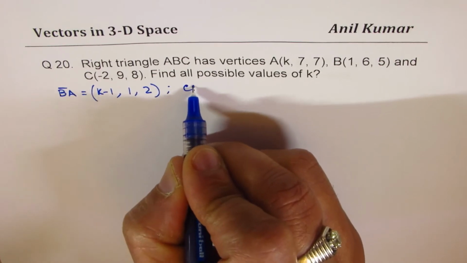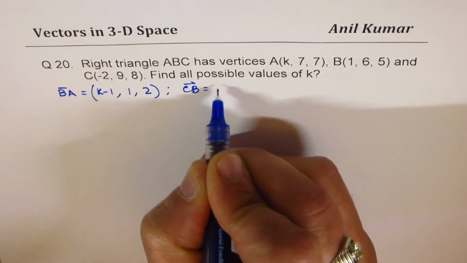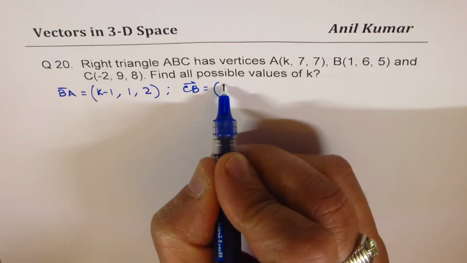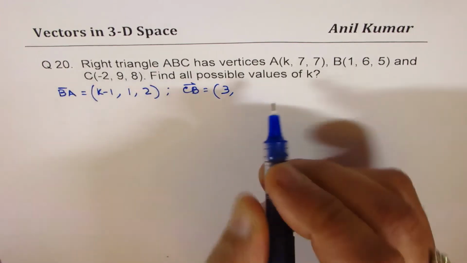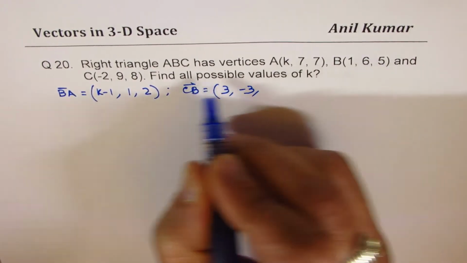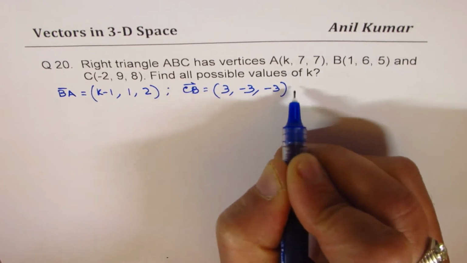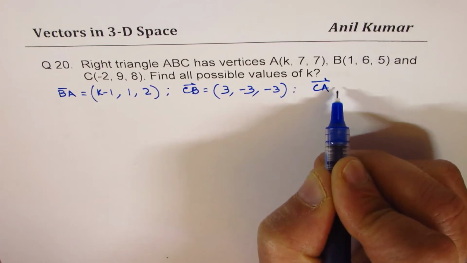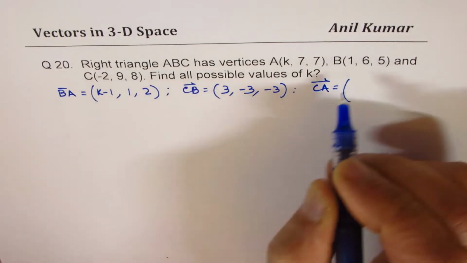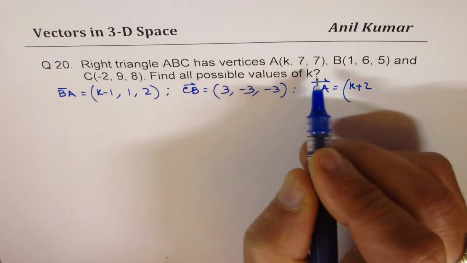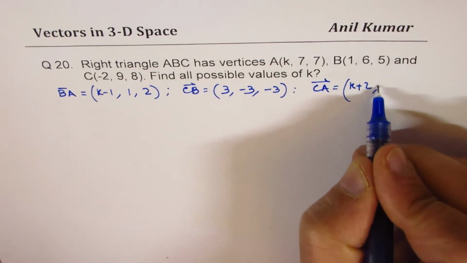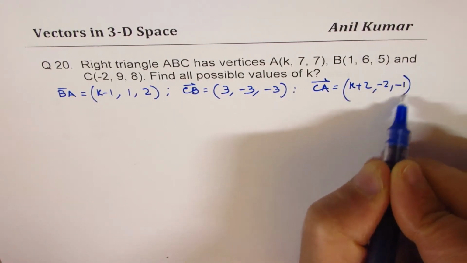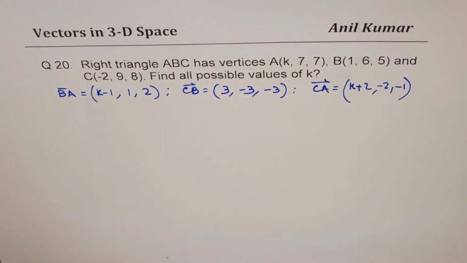Now, what is CB? So CB is going to be C to B. So we have 1 minus (-2), which becomes plus 3. 6 minus 9 is minus 3, and 5 minus 8 is again minus 3. Okay. And now let's say CA is what? CA is K minus (-2), so K plus 2, and 7 minus 9 is minus 2, 7 minus 8 is minus 1. Correct? So these are the sides of my triangle.